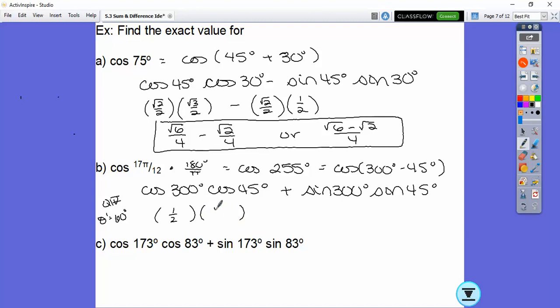Cosine of 45 is radical 2 over 2. Sine of 300, in quadrant 4, sine is negative. Sine of 60 is radical 3 over 2. And sine of 45 is radical 2 over 2. So if I multiply this, we get radical 2 over 4 plus a negative, so minus radical 6 over 4.